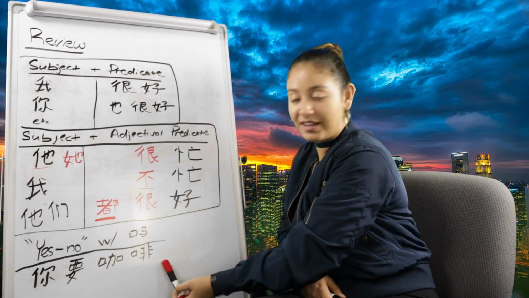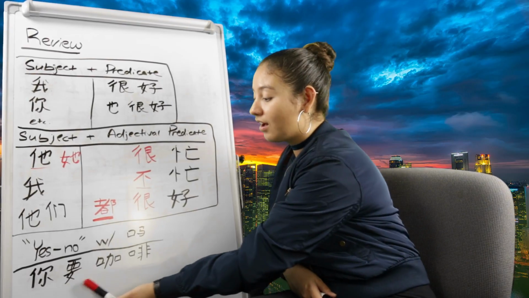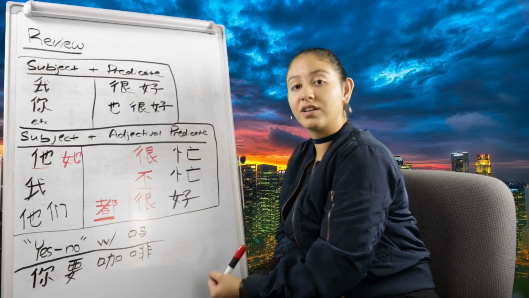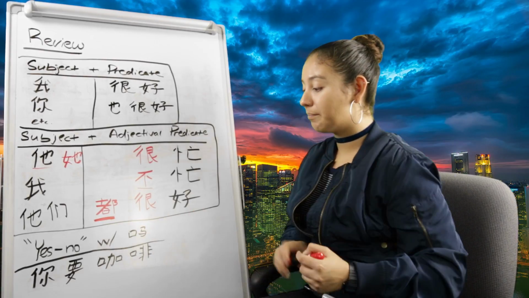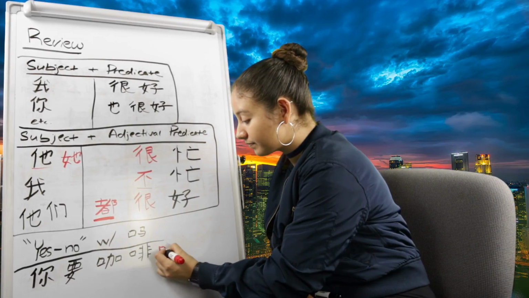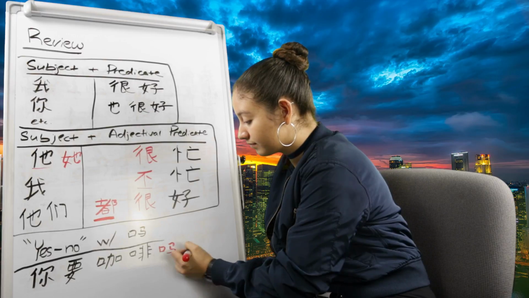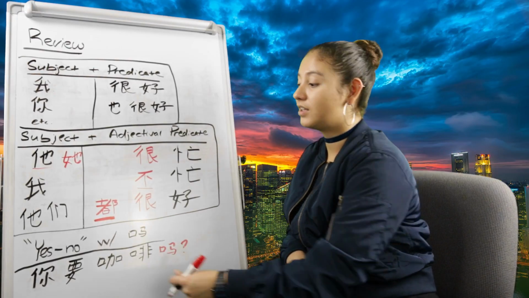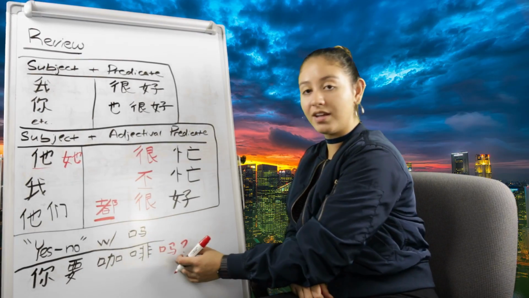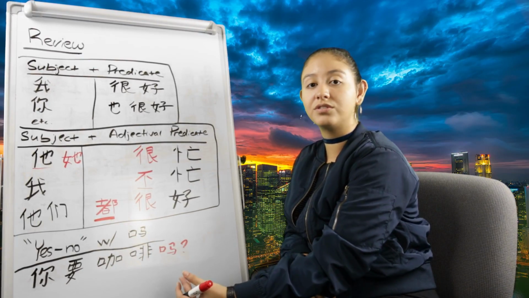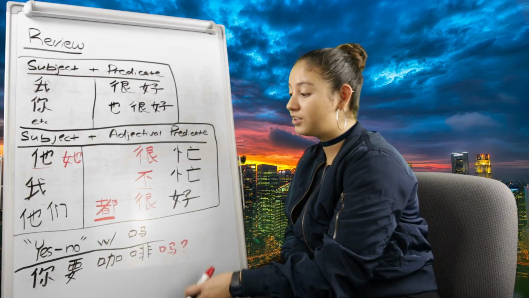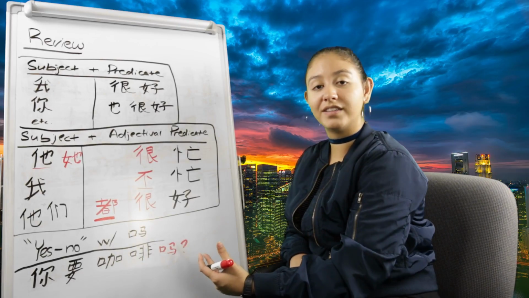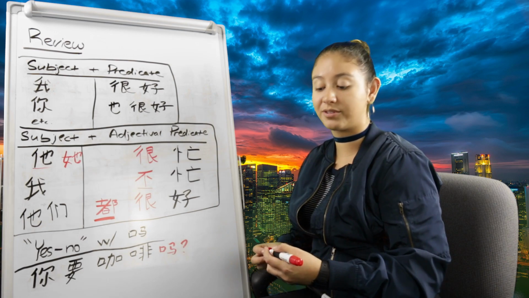So here we have a statement right here. 你要咖啡. Now that just means simply, you want coffee. Now if I were to add 吗 at the end, it turns it into a yes or no question. So you have 你要咖啡吗? Now I'm asking you, do you or do you not want coffee? And then you would just answer yes or no. So now let's go on to a passage summarizing everything that we've learned.